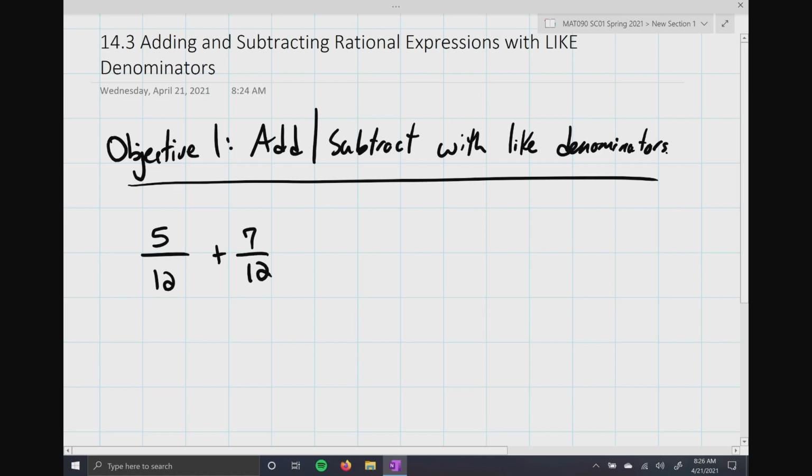So here's our first example. It's as simple as it gets. 5 over 12 plus 7 over 12. Now, when you were adding fractions a long time ago, remember, you have to have a common denominator. If you don't, you need to make it common. But for us, with this first objective, in fact this entire first section, everything's going to be the same regarding denominators. The key is, how do you write it? So we're going to be really careful with how we write things.